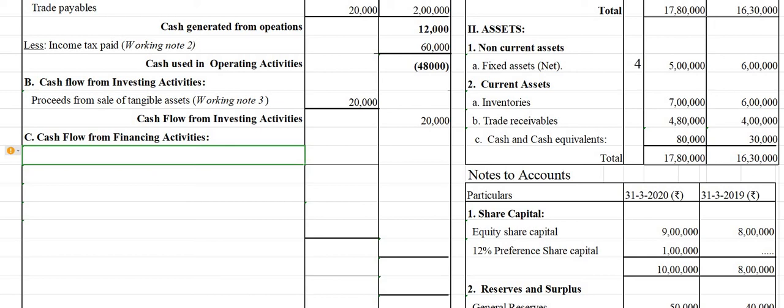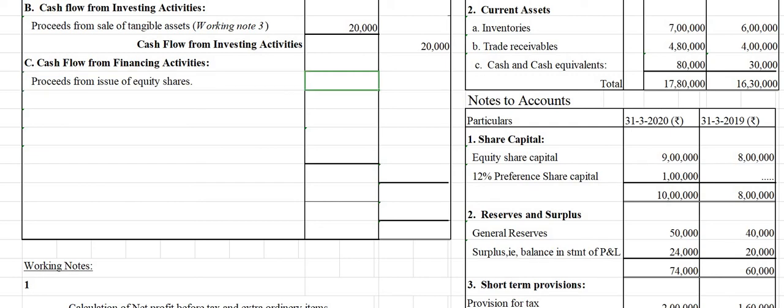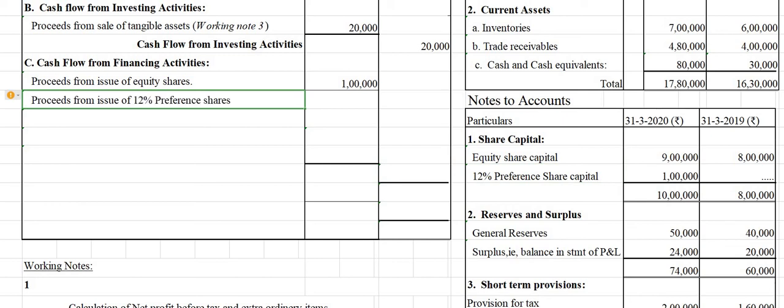So here, before writing, we can write the position of the capital. See, equity capital last year, equity shares 8 lakh was there, now it became 9 lakh, isn't it? That means equity shares were issued, so we can write proceeds from the issue of equity shares 1 lakh. Like that, preference share last year nothing was there, this year 1 lakh came, so we can write that also. Proceeds from issue of 12% preference shares, amount 1 lakh.